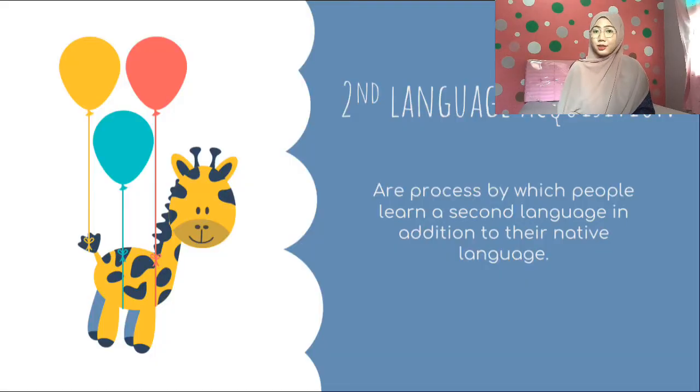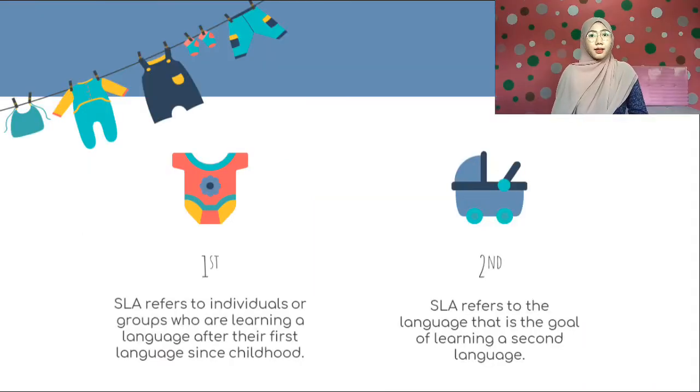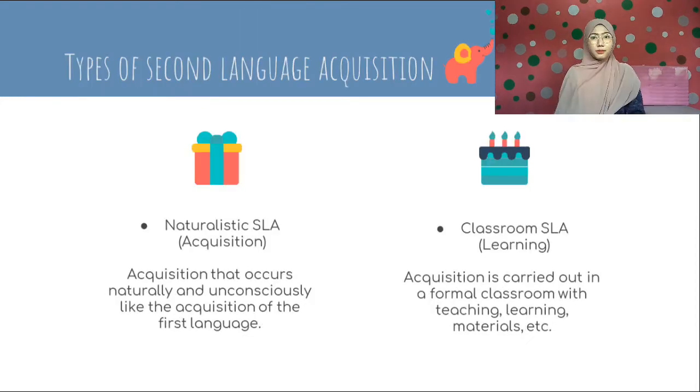Second language acquisition is the process by which people learn a second language in addition to their native language. The first, second language acquisition refers to individuals or groups who are learning a language after their first language since childhood. And the second, second language acquisition refers to the language that is the goal of learning a second language.